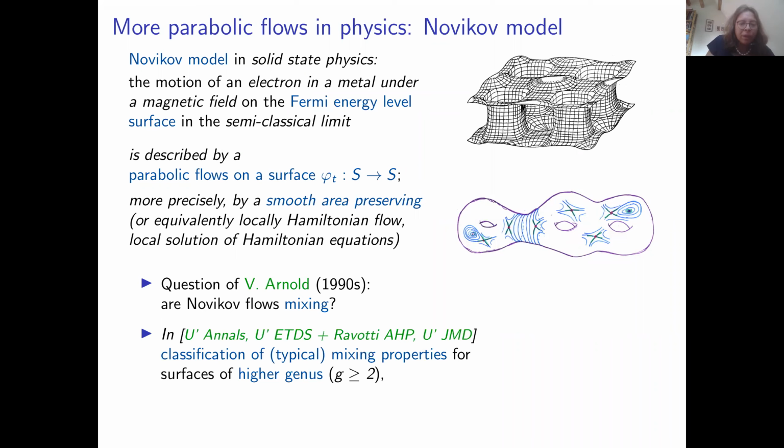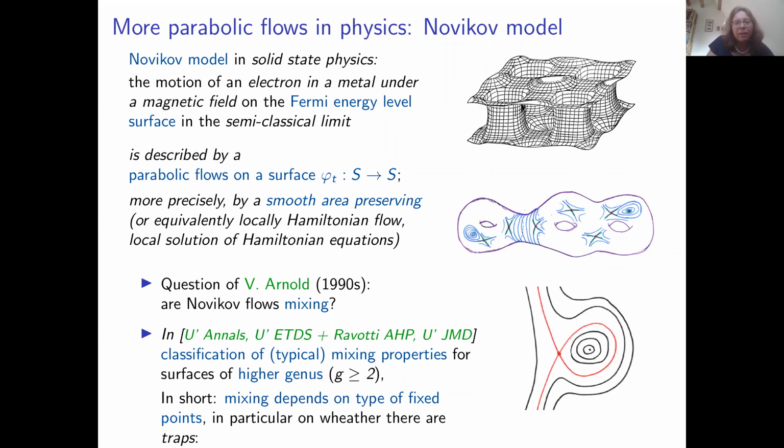And for example, this is a topic on which I've worked a lot. It was also mentioned in the citation read by Peter at the beginning. And now we understand quite well what are the typical mixing properties of these flows on higher genus surfaces. And I might say something more at the end. But somehow the answer, whether they are mixing or not, depends crucially on the type of fixed points, the type of singularities of the flow.